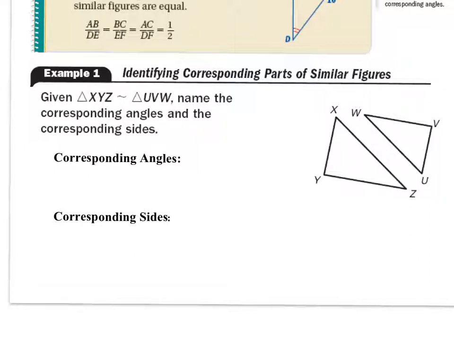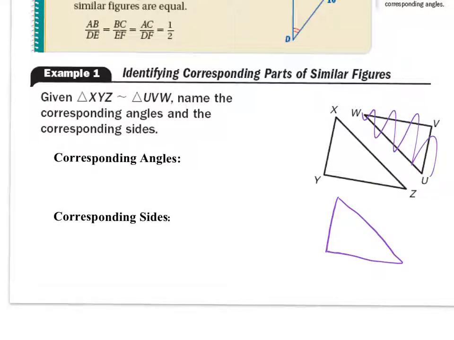All right, so here's our first example. It says, given that triangle XYZ is similar to triangle UVW, name the corresponding angles and the corresponding sides. Now, the first thing that we need to do before we can name the corresponding angles and corresponding sides is we need to make sure that these two triangles have what we call the same orientation. In other words, meaning that they are going to face the same way. So, we're going to pick one triangle to leave alone, and we're going to rotate or flip the other triangle. So I'm going to go ahead and leave the XYZ as it is, and I'm going to redraw the UVW triangle to face the same way.